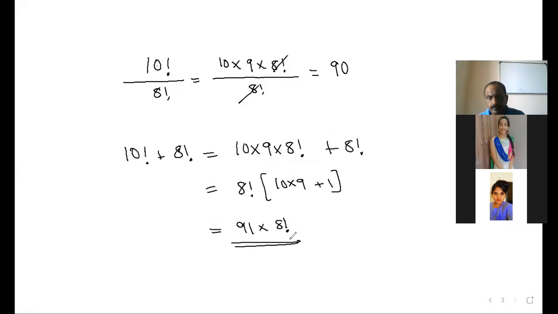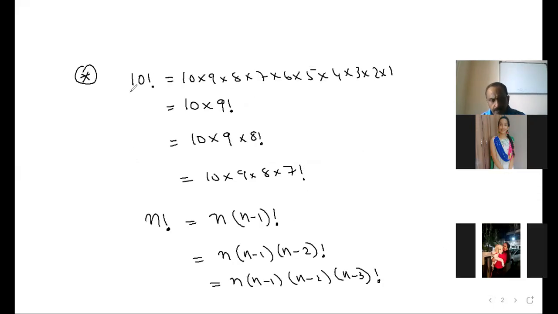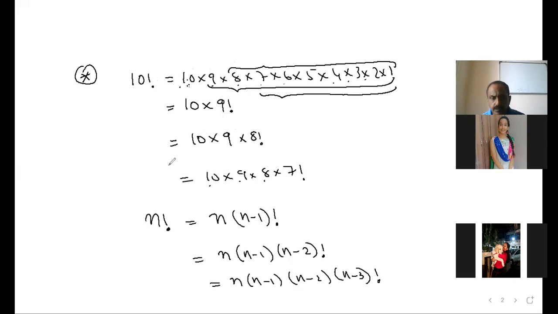Sir, can you explain it one more time? I was having net issue. Who's speaking? Arundhati, sir. Arundhati, whenever you have been given 10 factorial, I have to multiply 10 into 9 into 8 into 7 into 6 into 5 into 4 into 3 into 2 into 1, right? This way of writing will take a lot of time. So the short way of writing 10 factorial is 10 into 9 factorial. It can also be written as 10 into 9 into the remaining 8 factorial. It can also be written as 10 into 9 into 8 into 7 factorial.